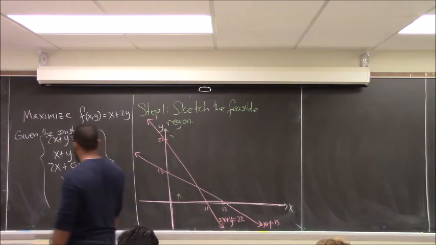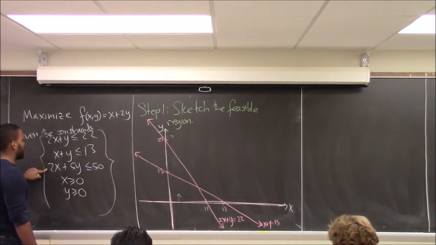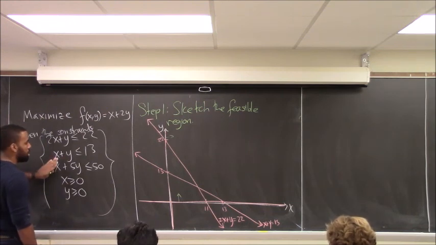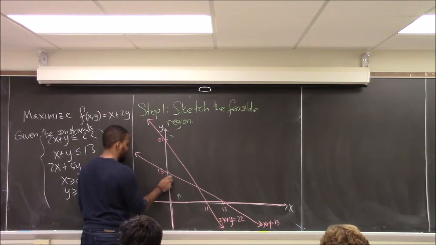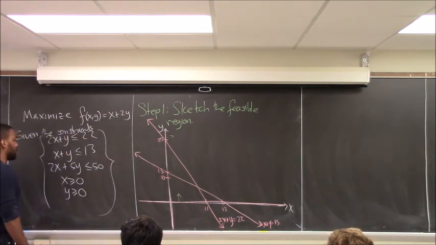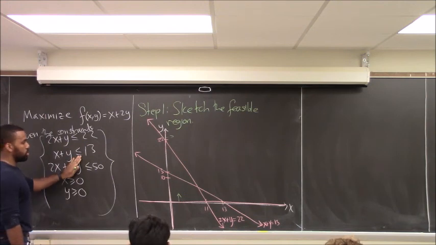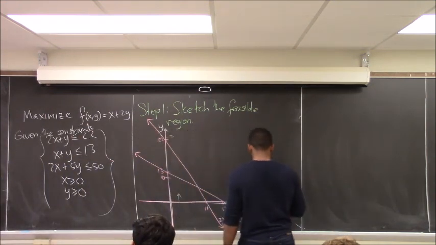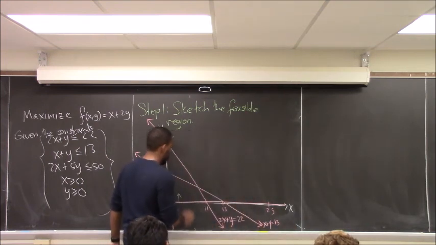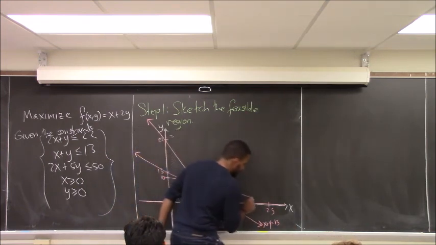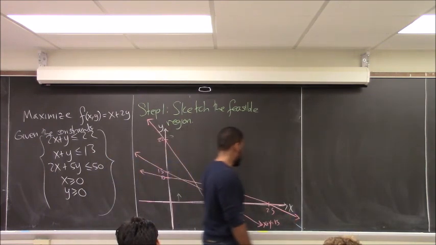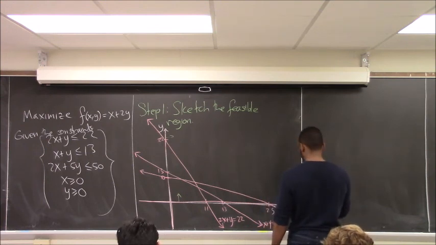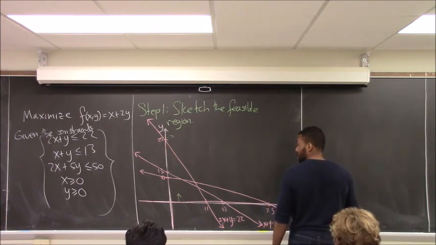Now I'm going to have to draw the 2x plus 5y equals 50. If I plug in x equals 0, the y will equal 10. And if I plug in y equals 0, the x will equal 25. So that will probably look like that. Not drawing a scale, I could never get that line properly. Okay, so this is 2x plus 5y equals 50.